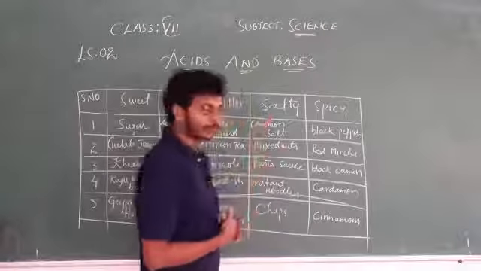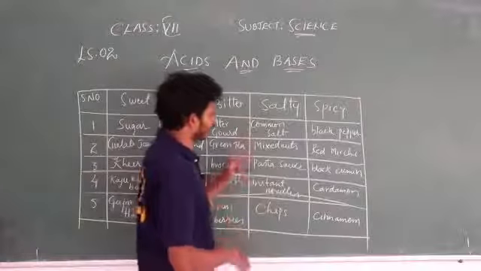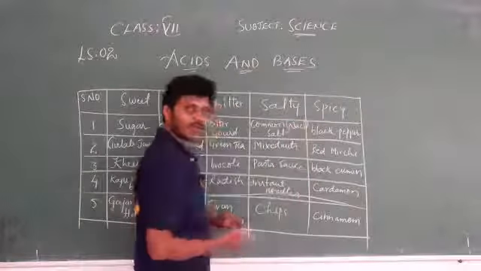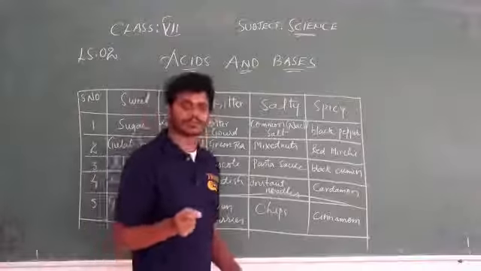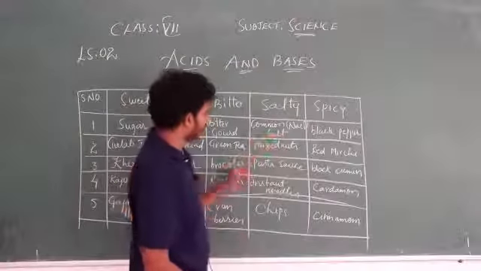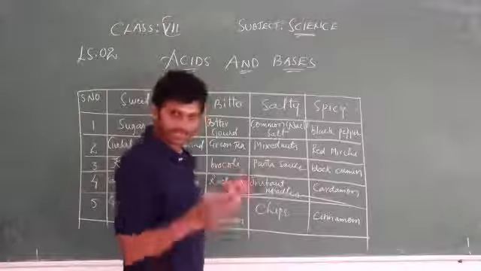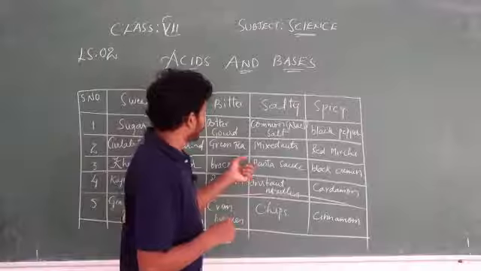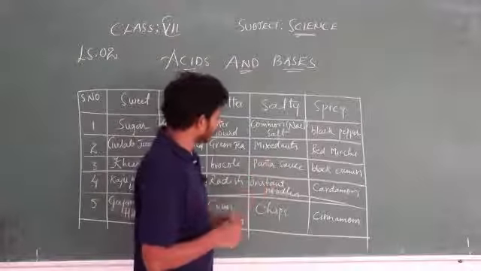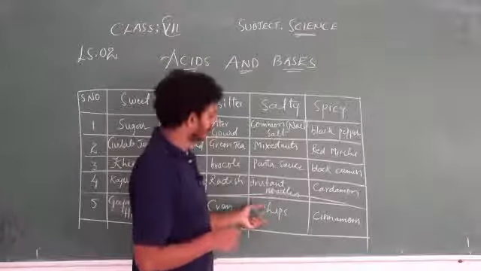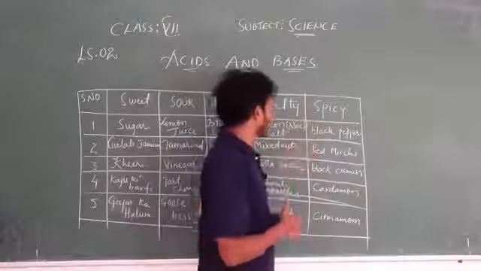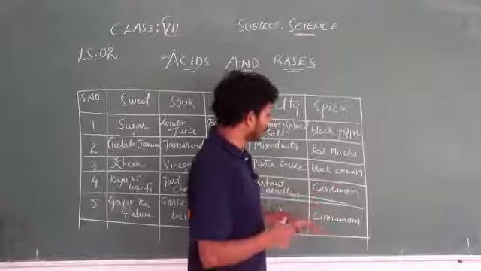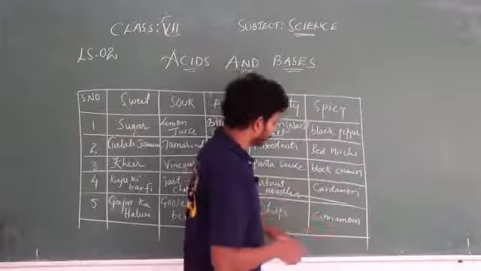Next, salty materials. Common salt. Its formula is NaCl. Common salt can also be called table salt. Mixed nuts, which are added with salt. Next, pasta sauce, instant noodles, and chips. Next, spicy: black pepper, red mirchi, black cumin, cardamom, and also cinnamon.